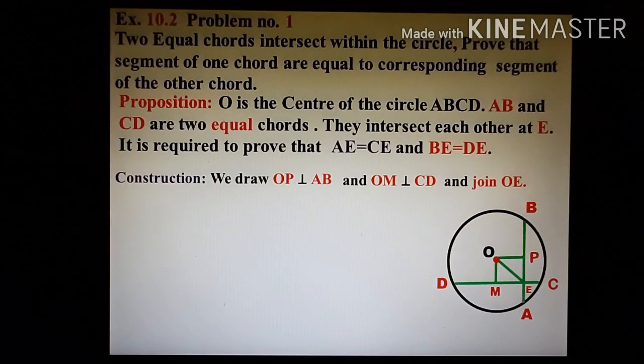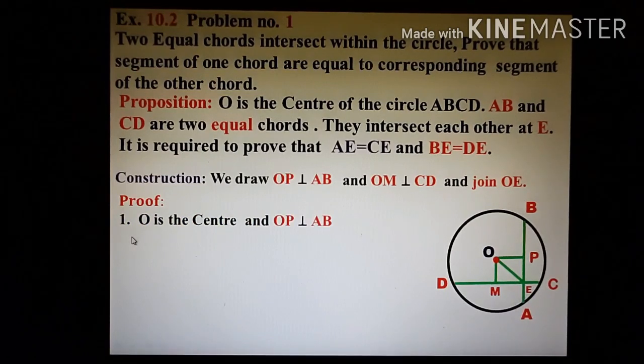Now this is the proof part. In the first step, what can we write? O is the center, and OP is a perpendicular to AB. Therefore, we can write BP is equal to AP. BP equal to AP.